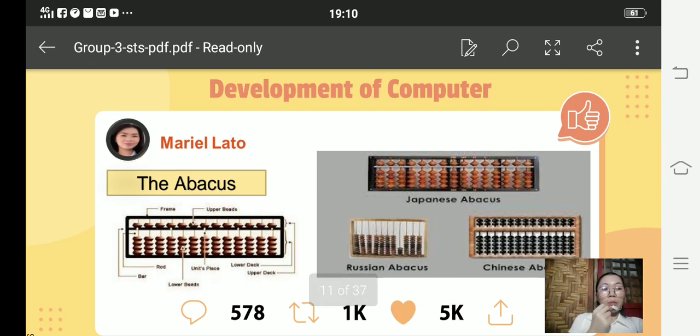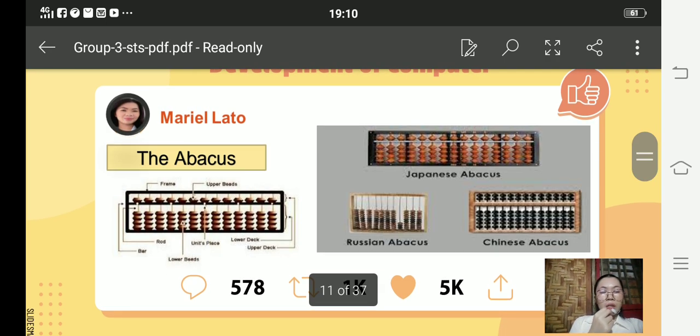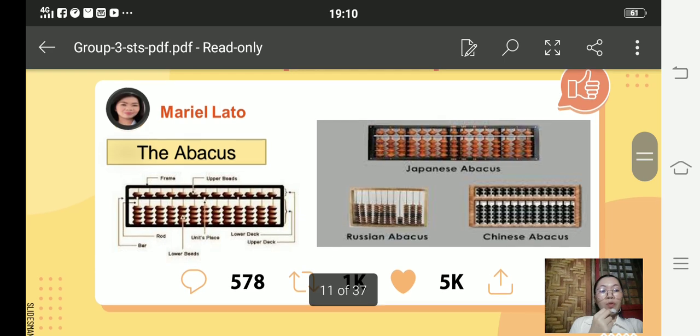As you can see in the picture, there are three kinds of abacus: the Japanese abacus, Russian abacus, and Chinese abacus. The abacus is made up of a wooden frame. An abacus can perform addition and subtraction easily and speedily. It is also a manual aid for calculating that consists of bits of disk that can be moved up and down by a series of sticks or strings.